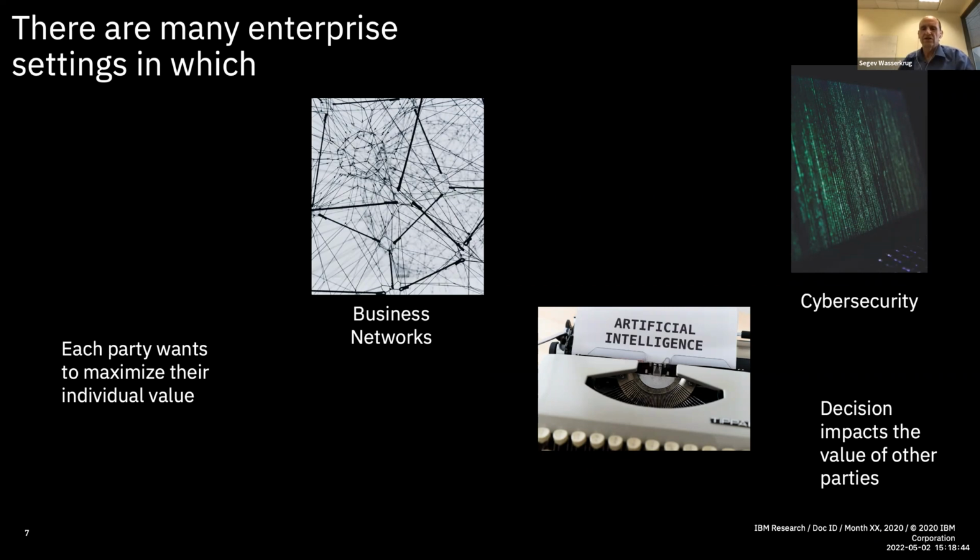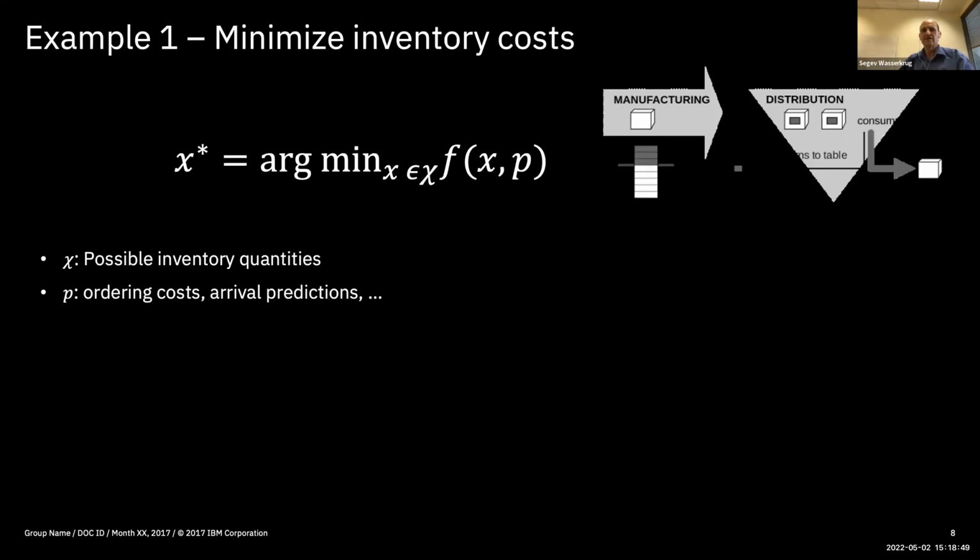But let me give some concrete examples of such multi-party settings. The first, let's talk about a very simple supply chain where we have a retailer wanting to minimize inventory costs. So a typical decision, looking from a single party optimization, is that the user wants to decide on the optimal inventory quantities to order from the supplier. There are uncontrollable variables such as ordering costs, arrival predictions, and so on. These are things that can't be controlled.